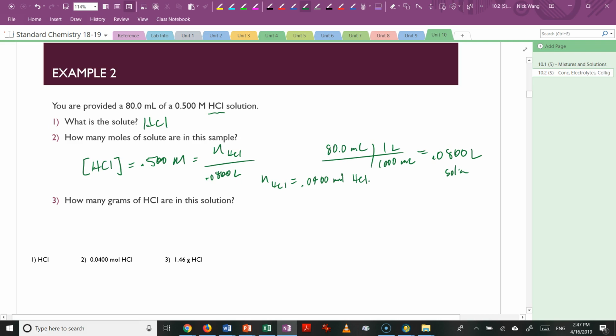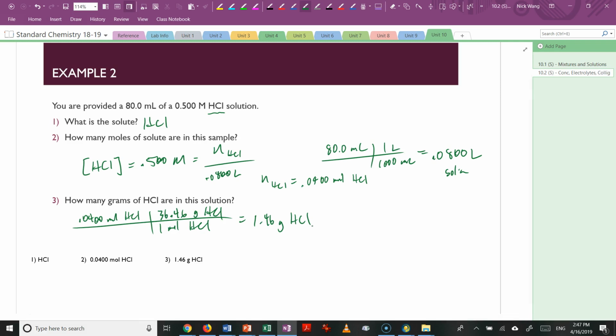And then finally, number 3, how many grams of HCl are in the solution? Well, again, we have a mole amount of HCl. We can stick that into the setup here. So I'll do that real quick. Boom. And then you have 1.46 grams of HCl. That wasn't that bad. So if you again have 80 milliliters of this solution, there's going to be 1.46 grams of HCl in it.